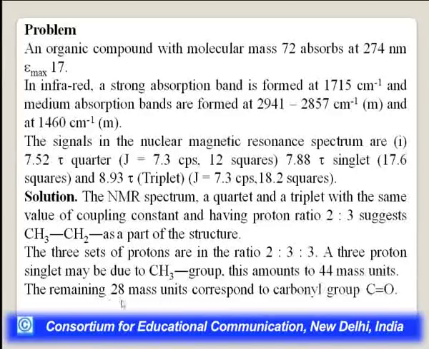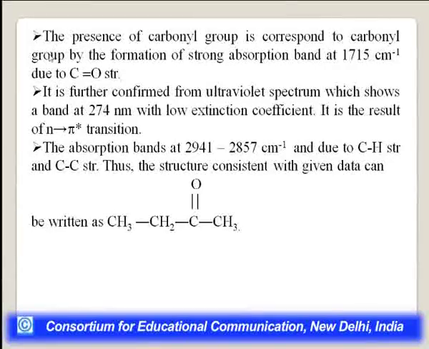The remaining 28, if we subtract this value 44 from the molecular mass of the compound, is the remaining value 28, and it can easily be linked to the carbonyl group. Here you can see a significant signal in the infrared, which immediately gives you an idea what kind of functional group is there. The presence of the carbonyl group can be confirmed by this value due to carbon double bond oxygen stretching.